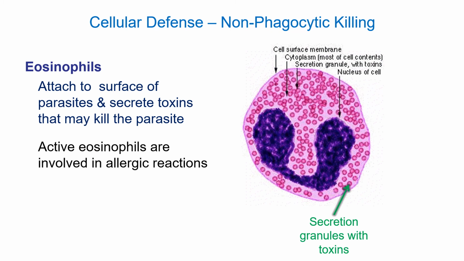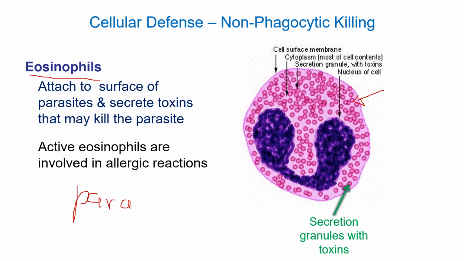So here's one of these cells that do this. These are the eosinophils. We talked about those already. Notice all the granules inside the cell that is full of these toxins. And these are an important type of cell to know because they are involved heavily in allergic reactions. They're also involved in reactions that deal with parasitic worms.